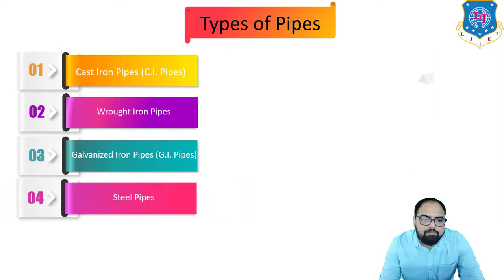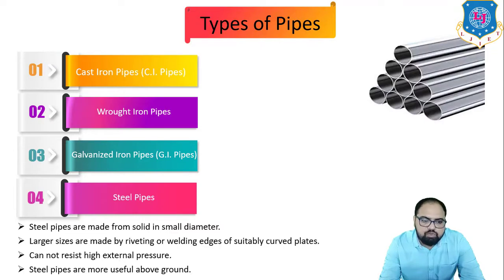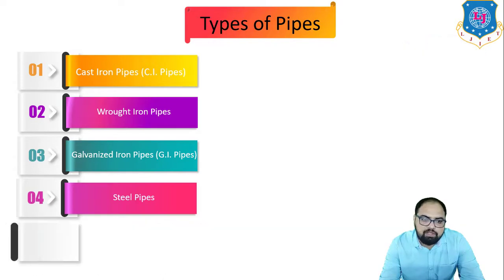The fourth type of pipe is steel pipes. Steel pipes are made from solid in small diameter. Larger sizes are made by riveting or welding the edges of suitably curved plates. They cannot resist high external pressure, and steel pipes are mostly used above the ground.